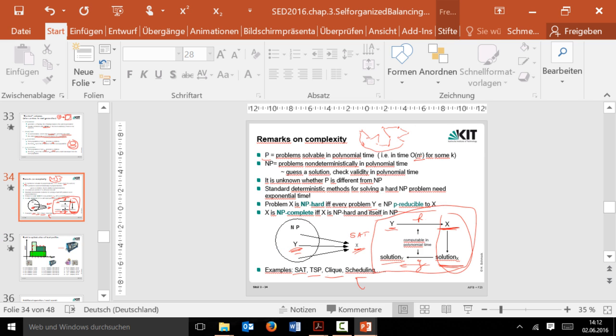I very briefly told you what an NP-hard problem is, what an NP-complete problem is, and how we can argue about that. And these are problems which look to be quite difficult, so we usually use some heuristics or meta-heuristics, or at least know that it will take some time to get a really optimal solution.